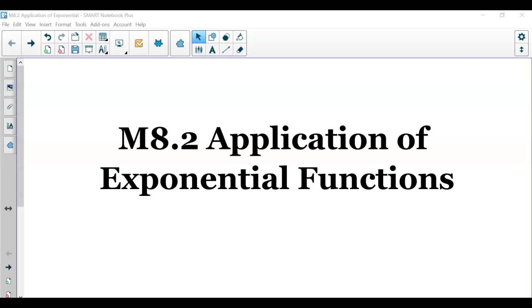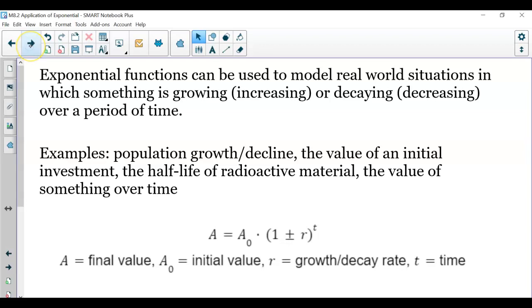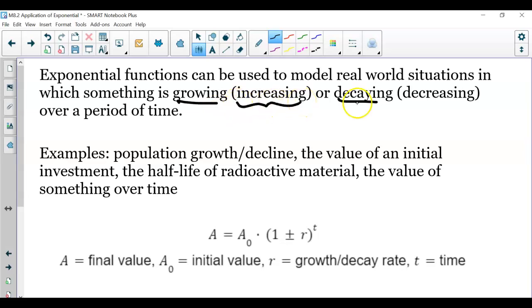In this video, I will be going over exponential functions, the application of exponential functions, and some real world examples. So again, just remember, with exponential functions, we could either have a growth function or a decay function, where the growth is increasing versus how the decay would be decreasing.